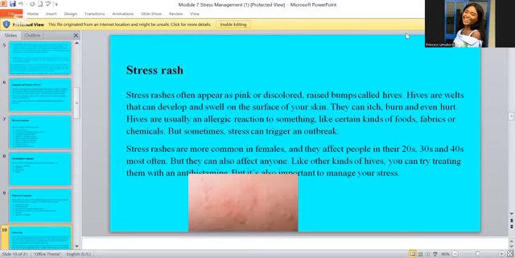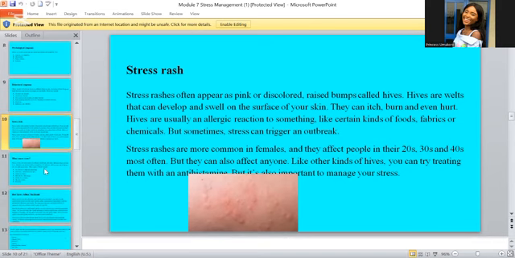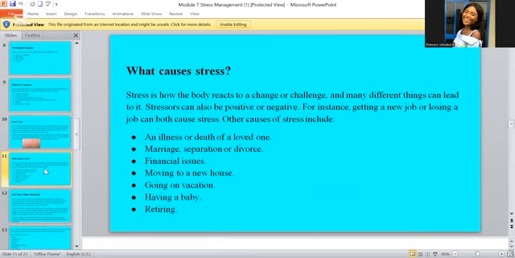Another symptom is stress rash. Stress rashes often appear as pink or discolored raised bumps called hives. Hives are welts that can develop and swell on the surface of the skin. They can itch, burn, and even hurt. Hives are usually an allergic reaction to something like certain kinds of foods, fabrics, or chemicals, but sometimes stress can trigger an outbreak. So, what is the cause of stress?